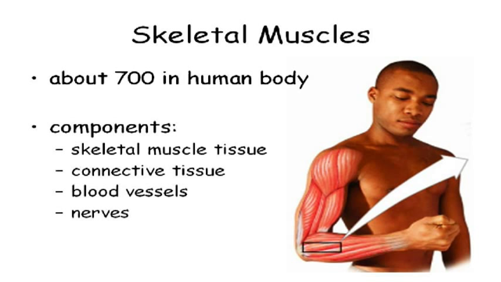Now, cardiac muscle tissue doesn't need a signal from the nervous system. The nervous system can speed the heart up. It can slow the heart down. But cardiac muscle tissue stimulates itself to contract. Skeletal muscle tissue is different.